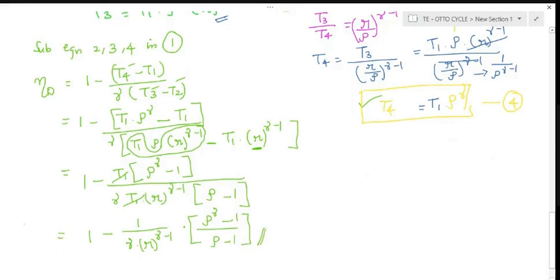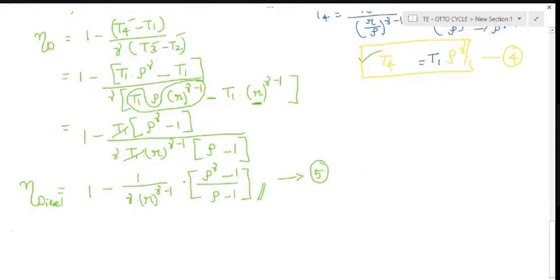Okay. So this is the efficiency expression for a diesel cycle in terms of compression ratio and cutoff ratio. In terms of compression ratio and cutoff ratio, we can give this the equation number 5. Okay, the first parameter we derived. So next one is the work done calculation.